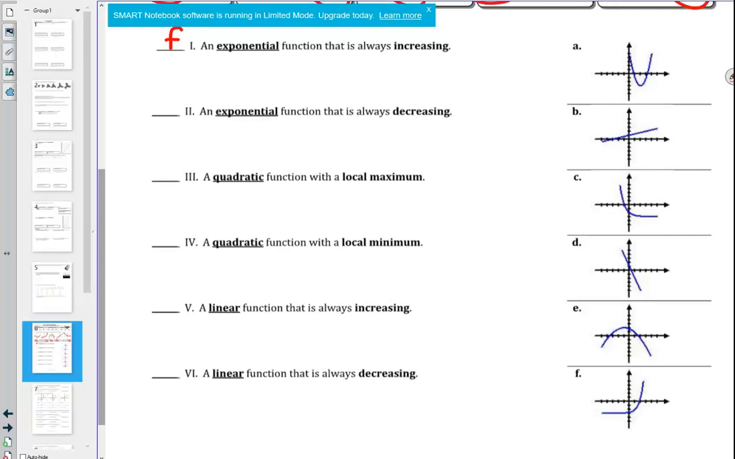An exponential function that is always decreasing. That would be a decay. Which one of these is a decay? C. A quadratic function with a local max. Oh, okay. So here we go.